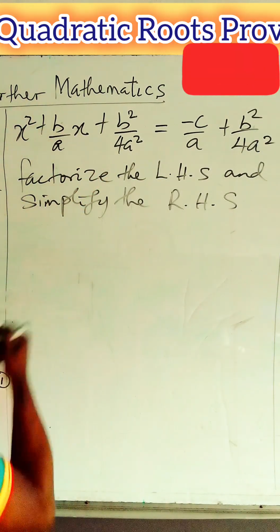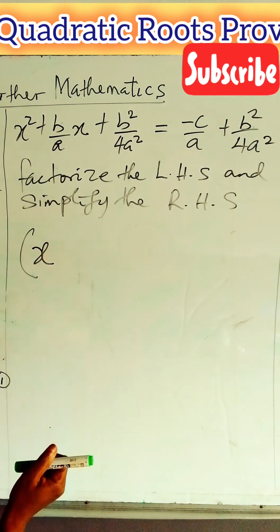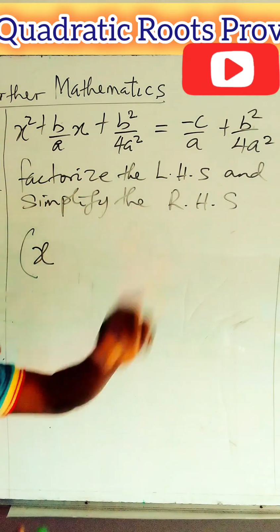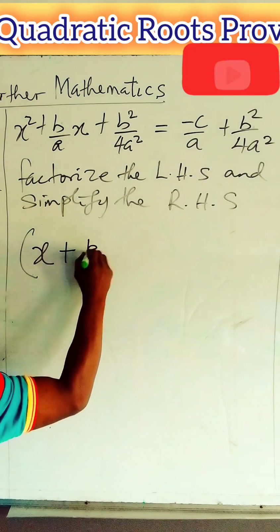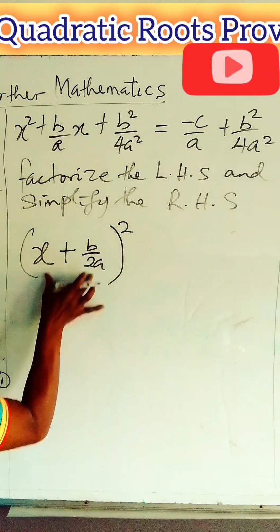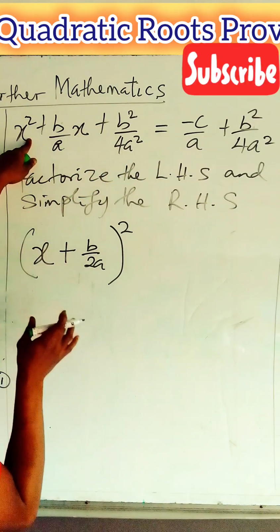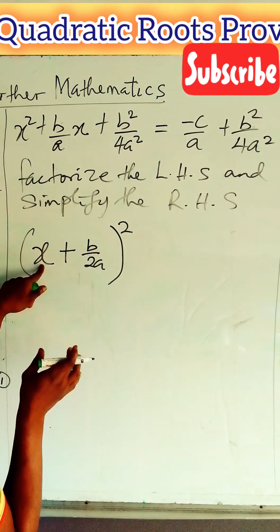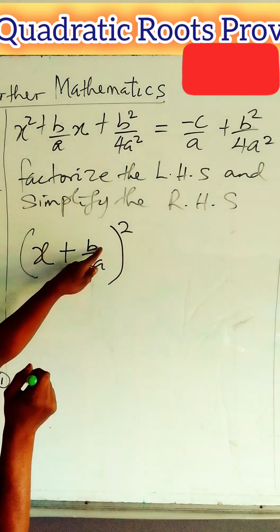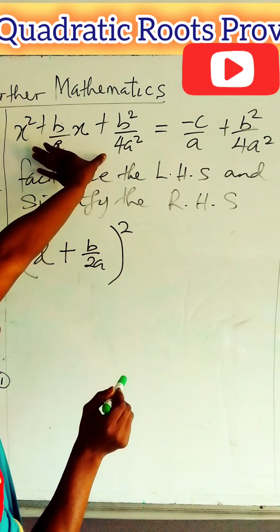Out of x squared, we pick x and keep. We move back to half of the coefficient of x that gave us b over 2a, and it was positive, plus b over 2a, and enclose it in a bracket, square it. This is the complete factorization of this without waste of time. I repeat, out of x squared, we pick one of the x and keep, go to half of the coefficient of x that gave us b over 2a and it was positive, include it and square it. That gives the factorization of the left hand side.